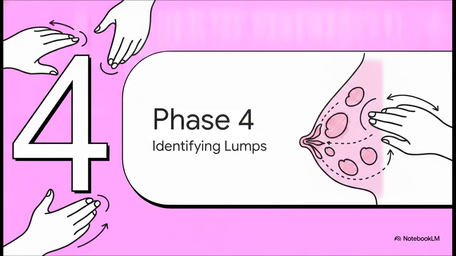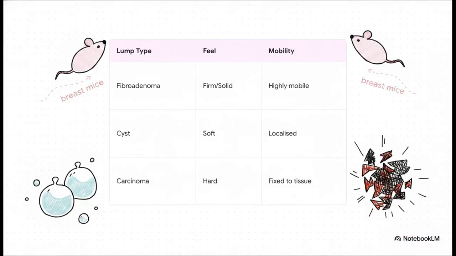Let's get into Phase 4, identifying breast lumps. So your technique is locked in. But what exactly are your fingers feeling? Let's talk pathology. If you feel a firm or solid mass that is highly mobile, sometimes this is called a breast mouse because it literally just slips right away from your fingers, you're most likely looking at a fibroadenoma.